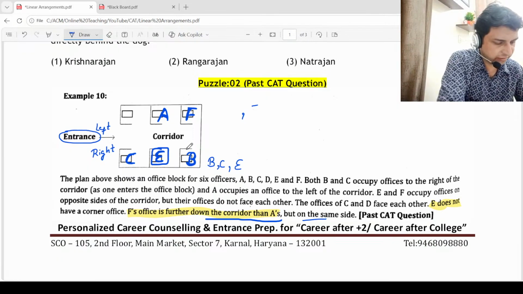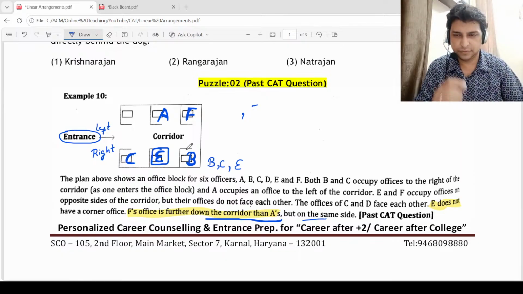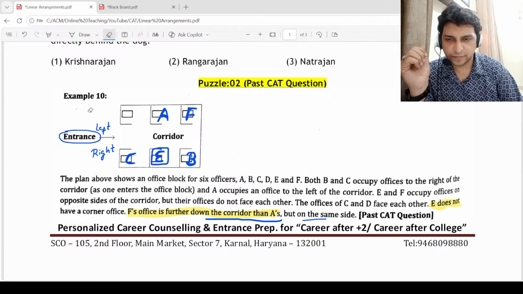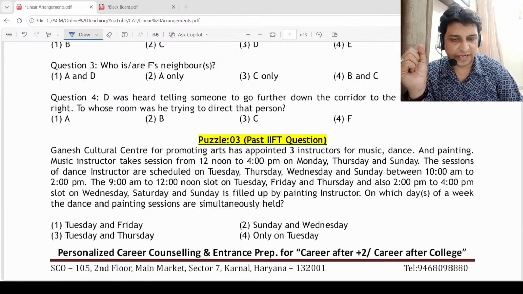So E is facing the corridor. Now, who is on the left? C will be on the left because that is the side. So on the left hand side, we're going to have C. So my answer is going to be C.